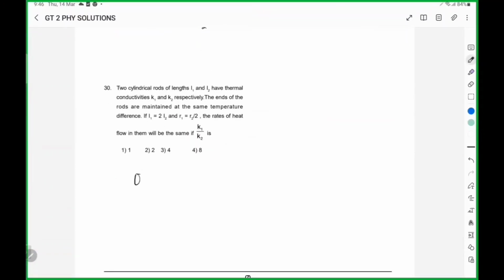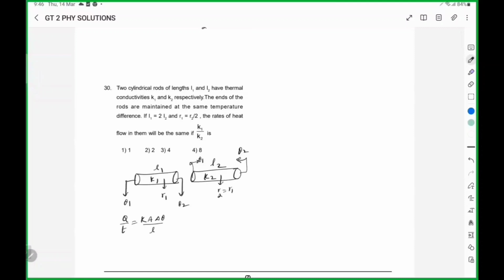Two cylindrical rods of length L1 and L2 have thermal conductivities K1 and K2. The ends are maintained at the same temperature. Then the heat current will be KA delta theta by L. This is the formula. The radius is R1 for one, and here it is R2, which is 2R1.